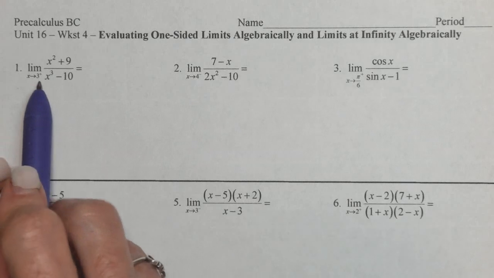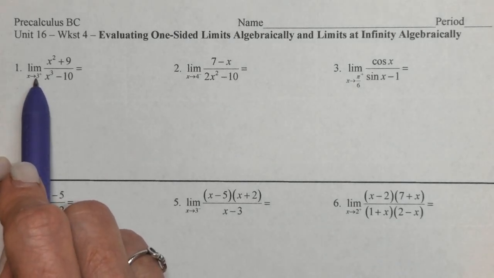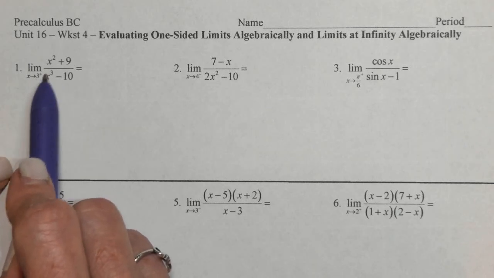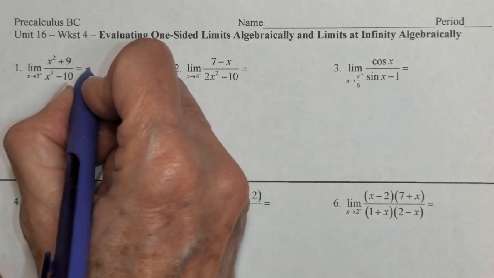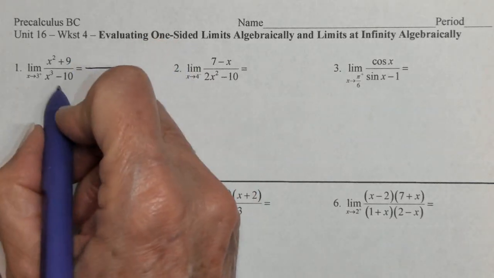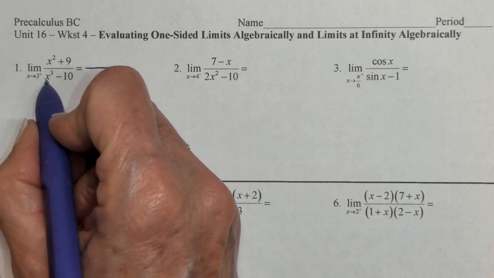Alright, the first thing we do is what we always do with a limit, and that is simply to put in that value of x for x. If I just put 3 in for x, I get 1000 minus 10. That is not 0, so I know there's nothing funky going on with this problem.